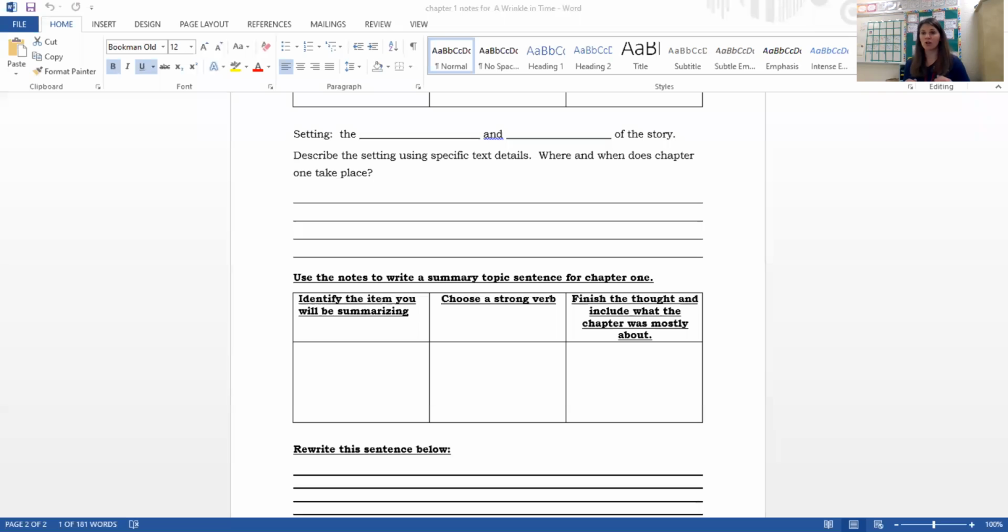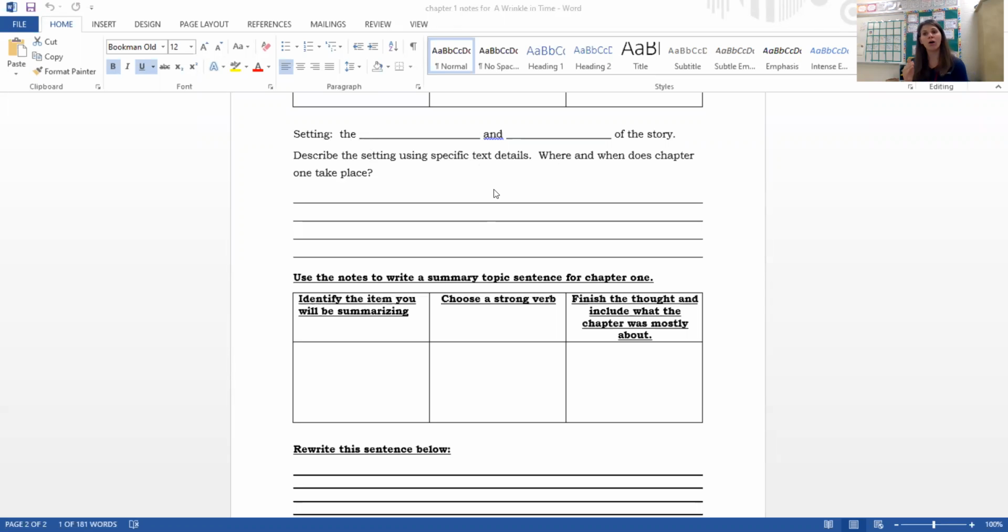Hopefully you have already finished your chart on your characters, and you've already filled in your blanks for setting. We did that in the first lesson, but now you need to answer the question: describe the setting using specific text details. Where and when does the chapter take place? Be sure to use complete sentences. Please start by restating that question. The setting in chapter 1 takes place, and then you need to cover both the where and the when.